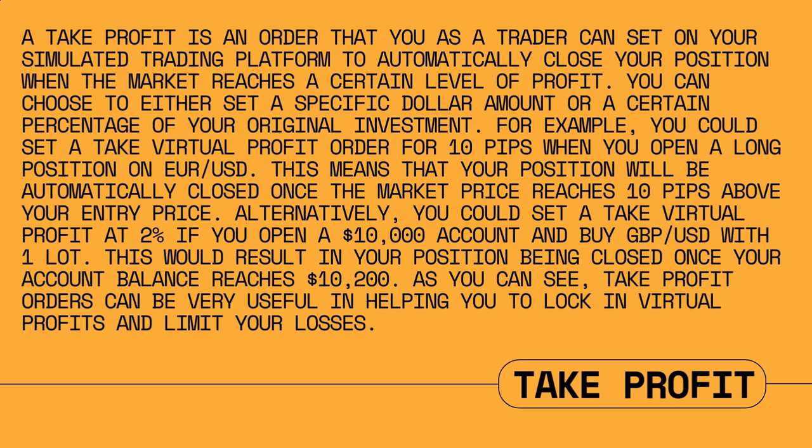Alternatively, you could set a take virtual profit at 2% if you open a $10,000 account and buy GBP/USD with one lot. This would result in your position being closed once your account balance reaches $10,200. As you can see, take-profit orders can be very useful in helping you to lock in virtual profits and limit your losses.